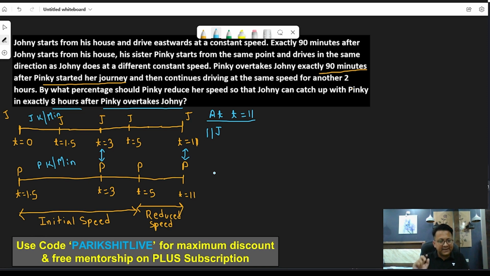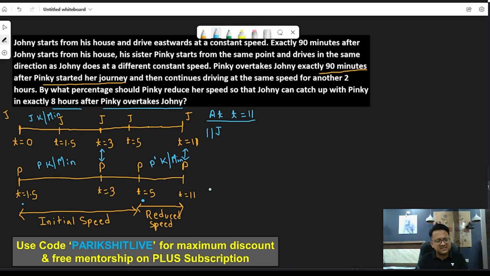Yes? Think about Pinky. How much distance did Pinky travel at t is equal to 11? Remember, the same logic, but the only thing for Pinky is that Pinky has two speeds, an initial speed and a revised speed. So let's say the revised or reduced speed is P dash. Initial speed is P kilometers per minute. Revised speed is P dash kilometers per minute. So from t is equal to 1.5 to t is equal to 5, we are looking at 3.5 hours, 5 minus 1.5.